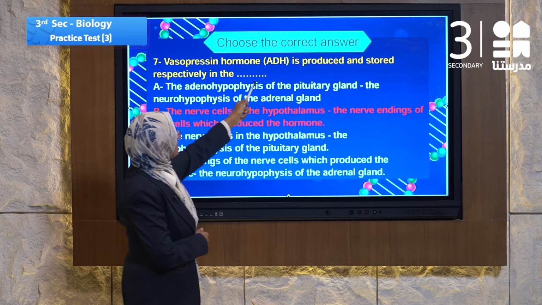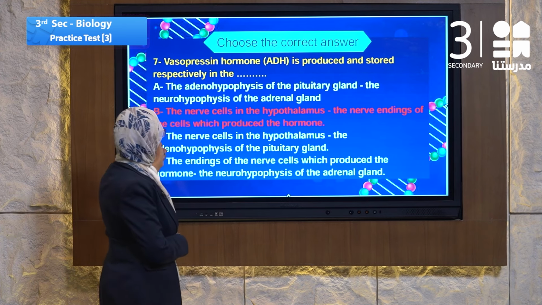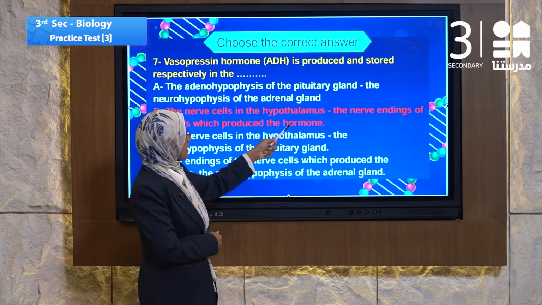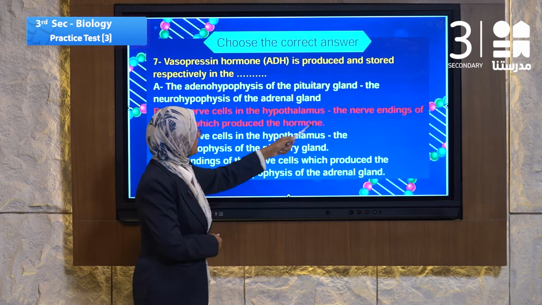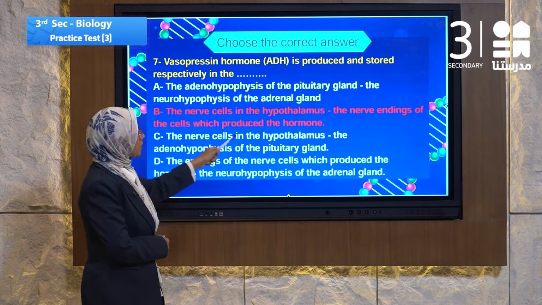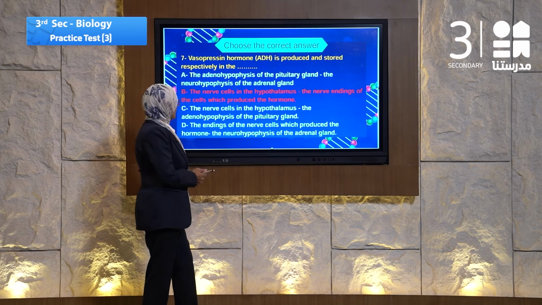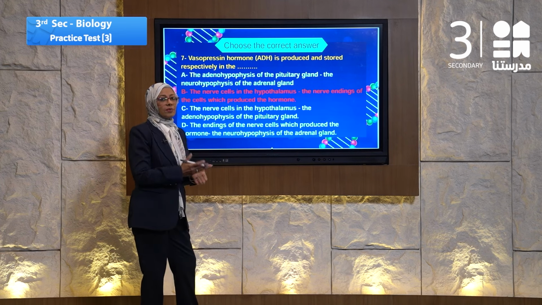Vasopressin, ADH, is a hormone produced from the nerve cells in the hypothalamus and stored in the nerve endings of the cells which produced the hormone. That's the answer. Let's go to question number 8.